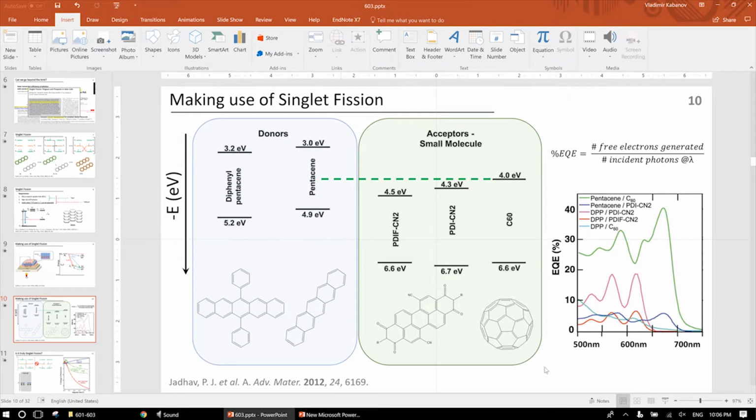So instead, I remade that particular figure in a way that is supporting my talk, right? I only care about presenting really this particular combination of donor-acceptor molecules. So this is the only thing that I talked about from the paper by Jadaf.